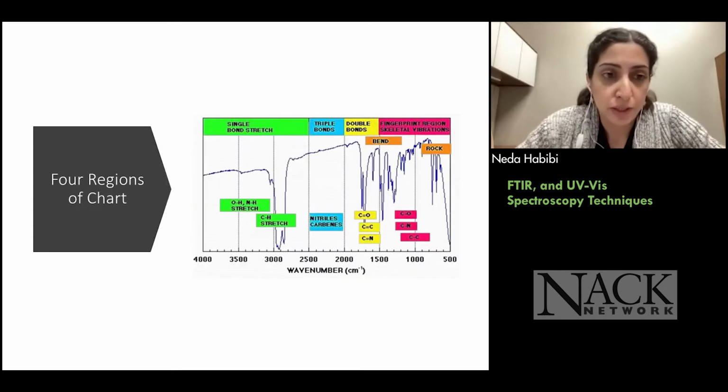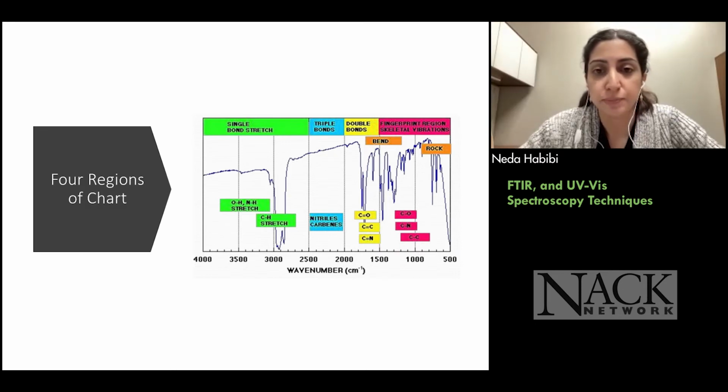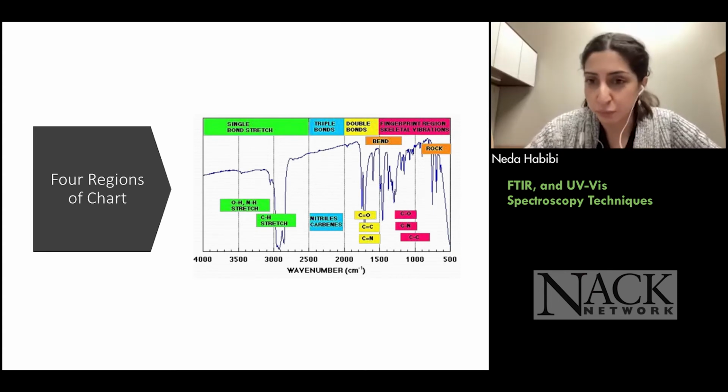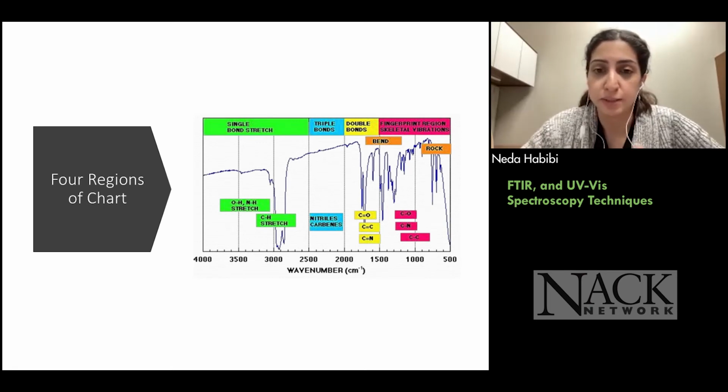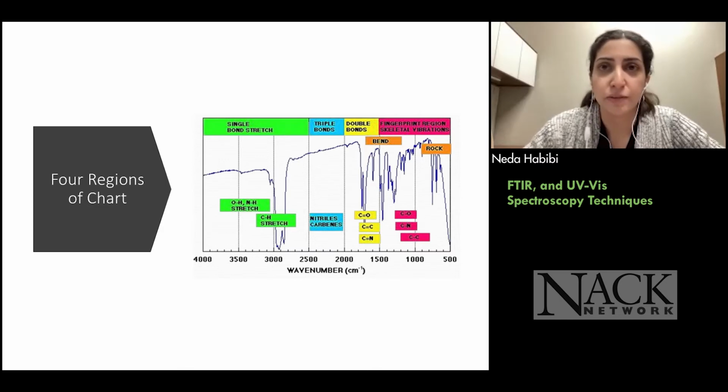So we have four different regions of a chart. The first region, from about 500 to 1500 centimeter power minus 1, which is the wave number, is the fingerprint region. In this region there is a complicated series of stretching and bending vibrations, and it's more difficult to correlate peaks to specific bonds. It's more difficult to analyze peaks in the fingerprint region, which is the red one. And after that, we have the functional region, which can also be called the diagnostic region.